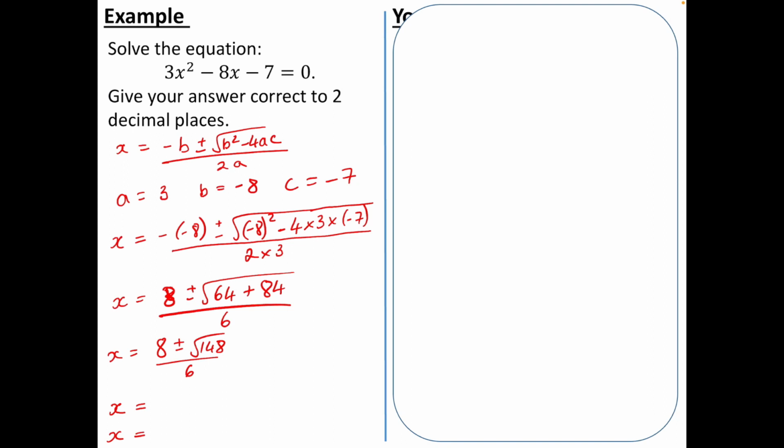And the answer where I add on that square root comes out as 3.36. And the answer where I subtract gives me an answer of negative 0.69.